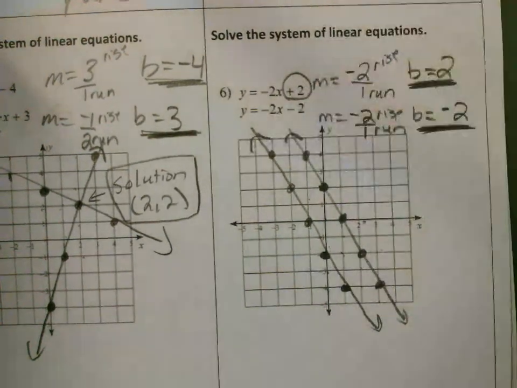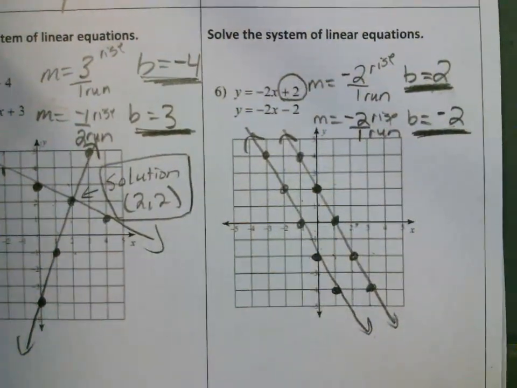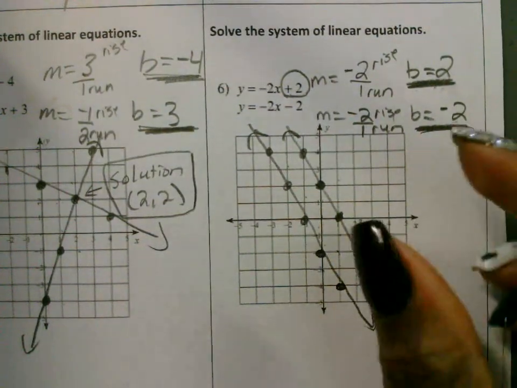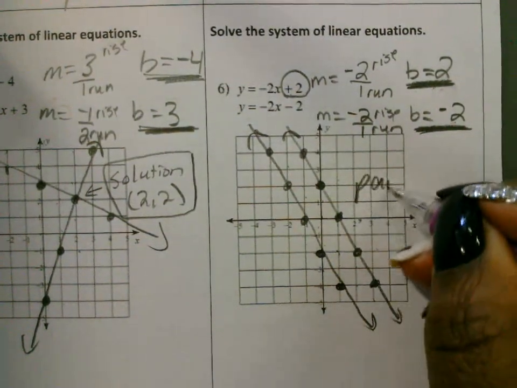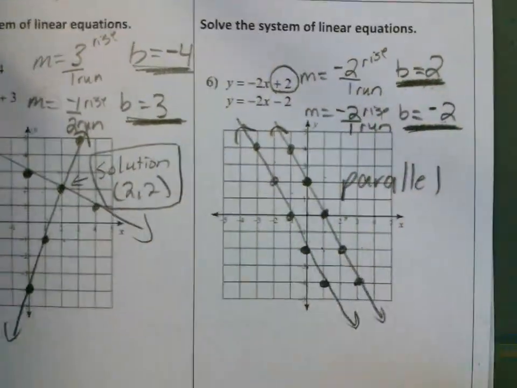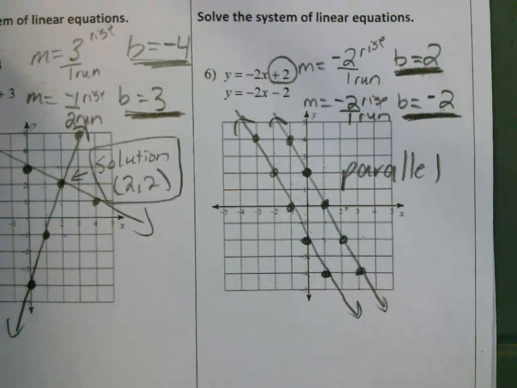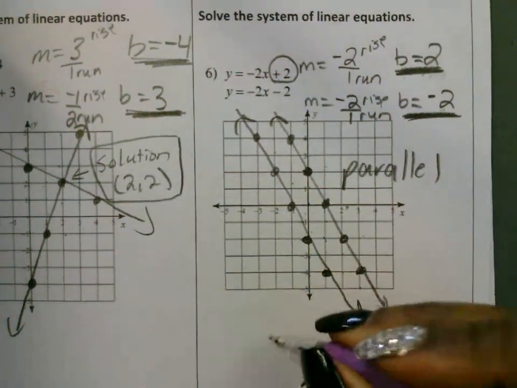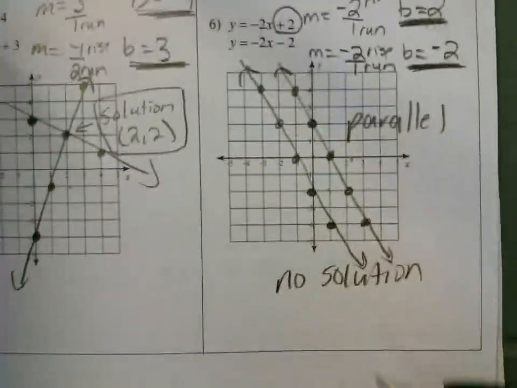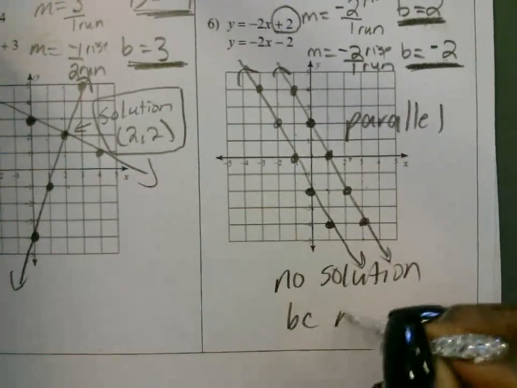What do we notice about these lines? They are what? Vertical. No. Parallel. Who said that? Thank you. They are parallel. Do they cross each other at all? No. They're never going to touch. So this has no solution. No solution because they never touch.